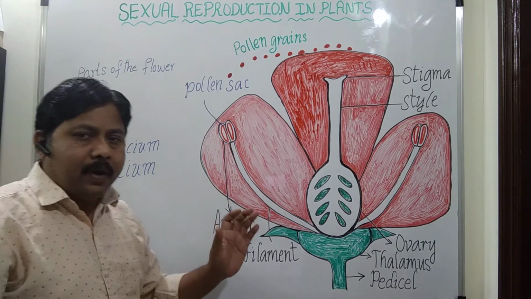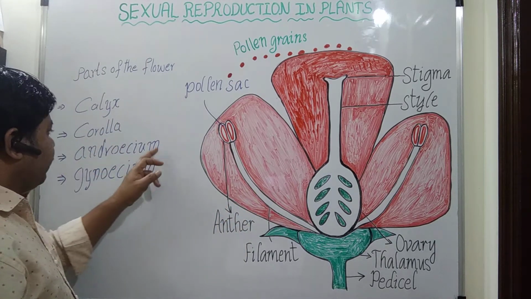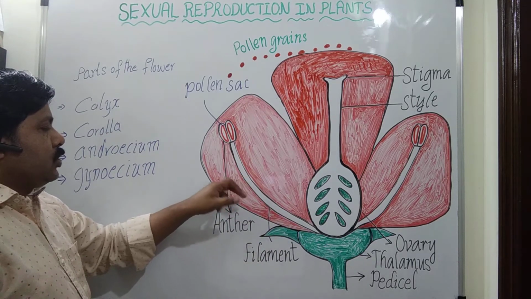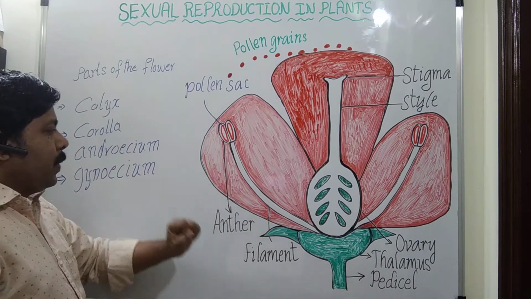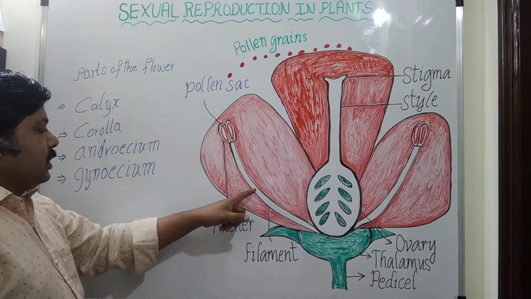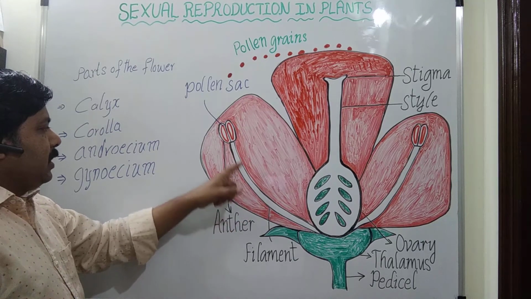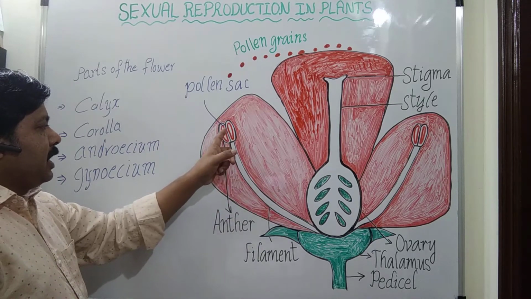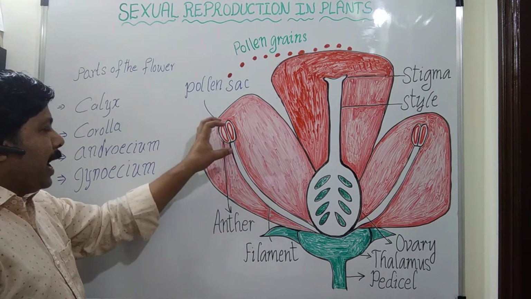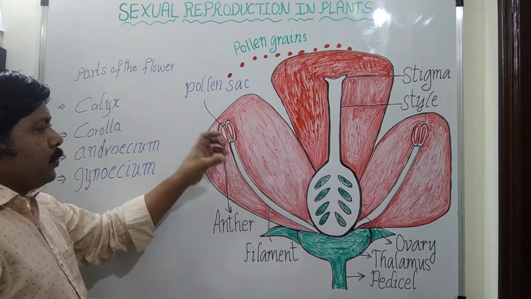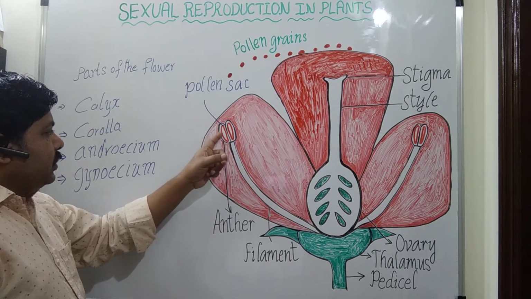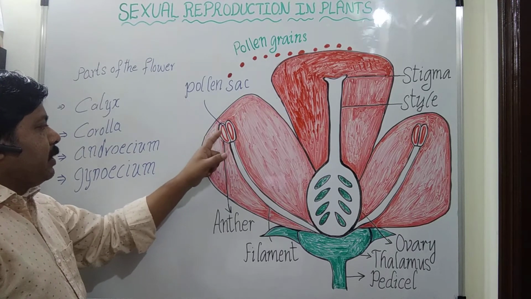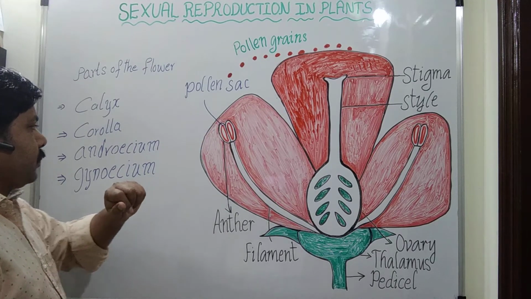Next, the androecium. Androecium is the male part in the flower. Androecium is divided into 2 major parts: filament and anther. Filament is a stalk-like structure, and anther is a lobe-like structure. It contains 2 lobes inside. Inside the lobes, pollen grains are produced. Pollen grains are generated from meiotic divisions.